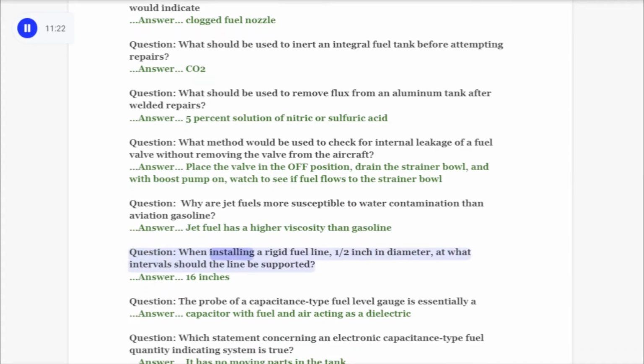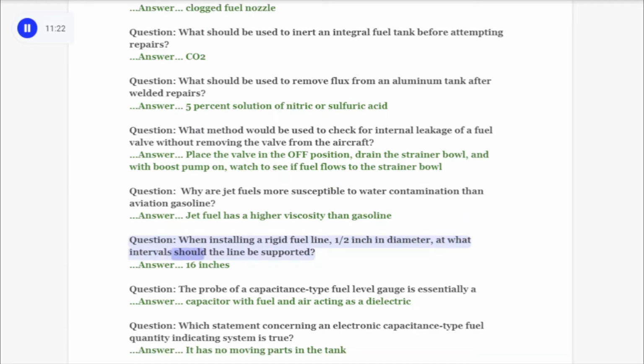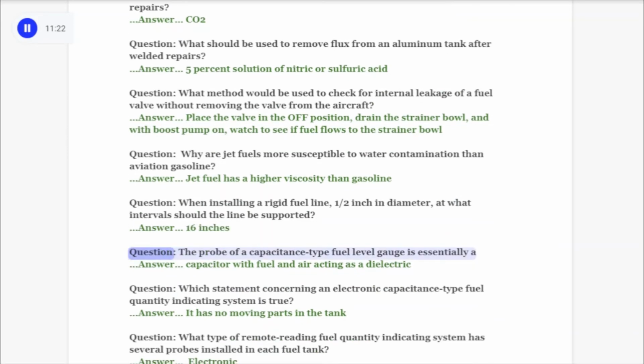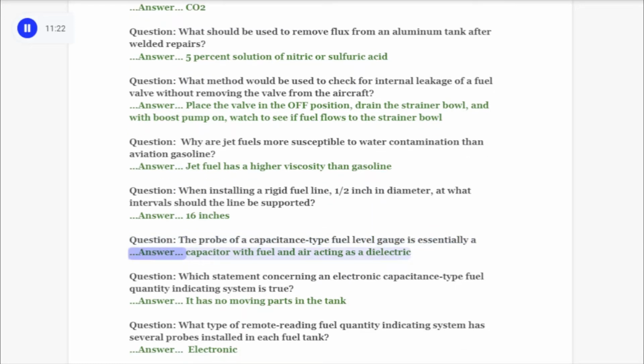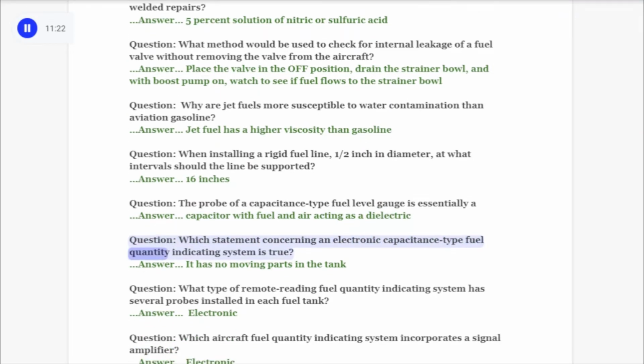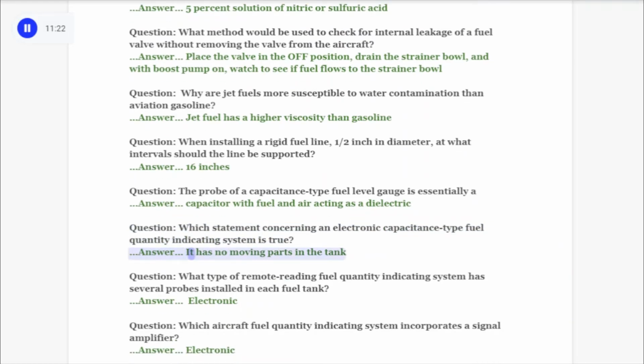Question: when installing a rigid fuel line, half an inch in diameter, at what intervals should the line be supported? Answer: 16 inches. Question: the probe of a capacitance-type fuel level gauge is essentially a? Answer: capacitor with fuel and air acting as a dielectric. Question: which statement concerning an electronic capacitance-type fuel quantity indicating system is true? Answer: it has no moving parts in the tank.